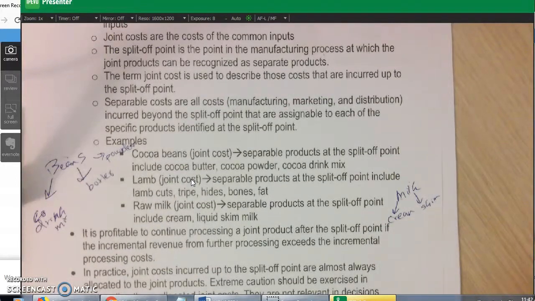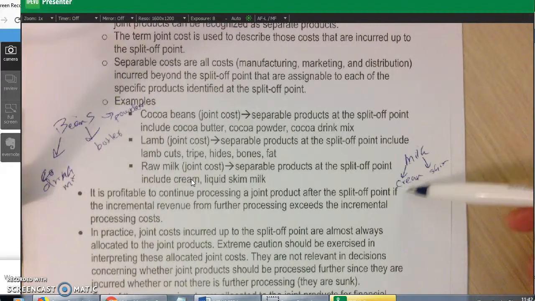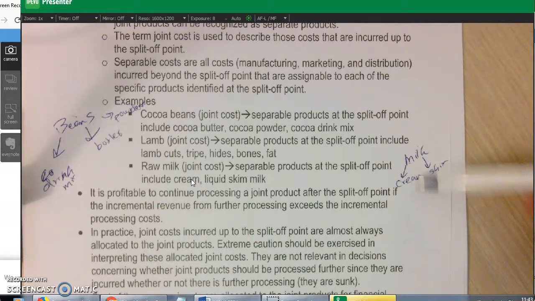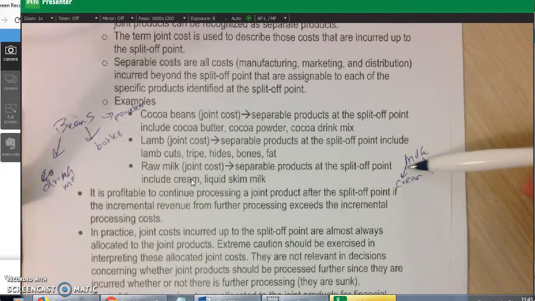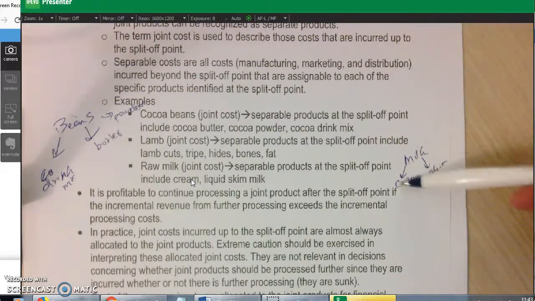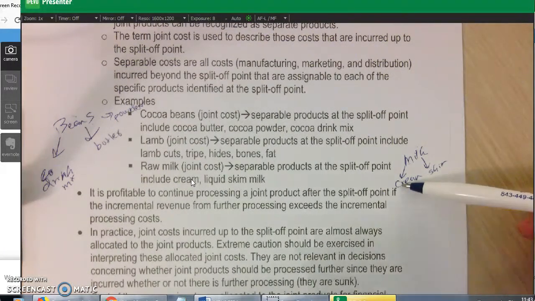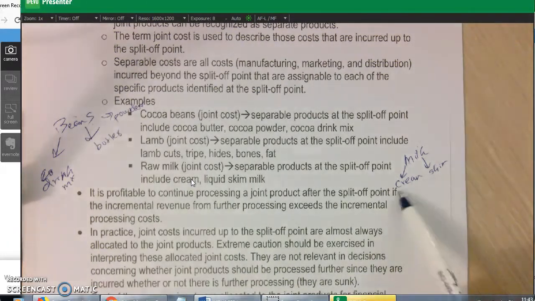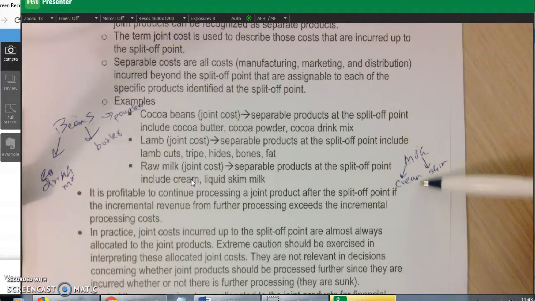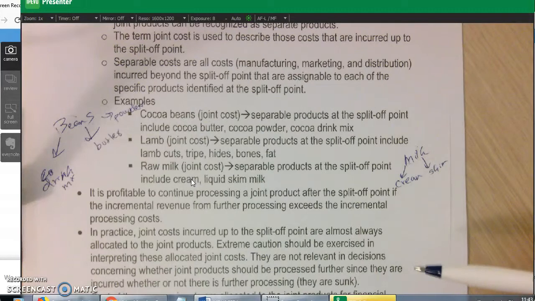It's profitable to continue processing a joint product after the split-off point in certain cases. So we have our milk, and from there we turn that into cream and skim. That is the split-off point, the point at which we can recognize these two products as distinct products. Then, do we want to further process cream into light cream and heavy cream, for example? It would be profitable to continue to process that joint product if the incremental revenue from further processing cream into light cream or heavy cream exceeds the incremental processing cost.